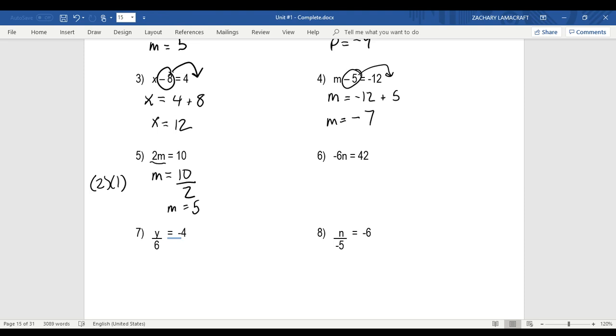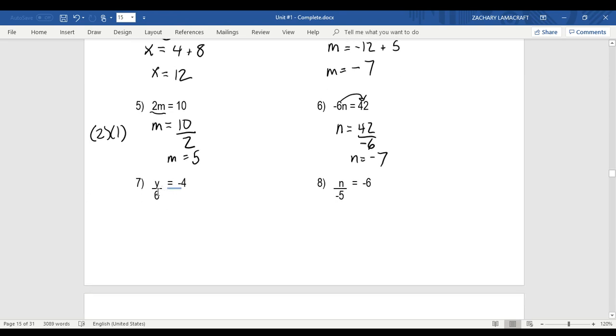Okay, so our next one, we have negative 6n equals 42. What do we do? Yep. Awesome. So we want to get that to the other side. And since it's multiplication, we want to divide. So it's 42 divided by negative 6. Yeah, negative 7. Awesome. So n is equal to negative 7. Pretty straightforward for the most part.